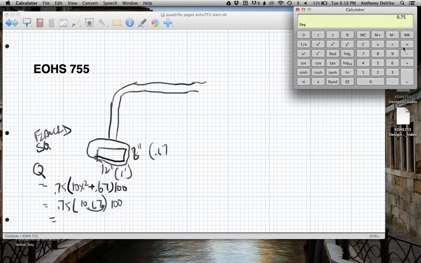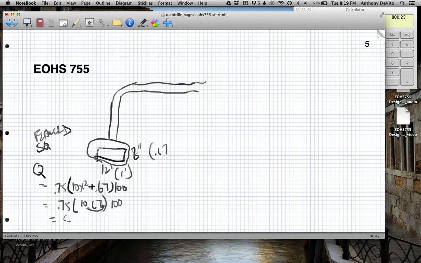0.75 times 1,067. That comes out to be 800 cubic feet per minute. So the question: if you did your math like that and come up with something like 1507, can you just round it off to 1500? I like to keep the numbers the way you get them until the very end, and then round at the very end.